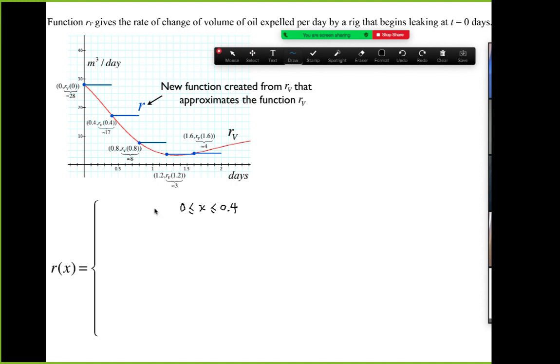Okay, and what is it in that first interval? So what is R of x? R sub V of 0 or R sub V of x? So is it R sub V of 0 or R sub V of x? 0. Right, because we want to take that one rate at the beginning and let it be the constant rate for the whole time. Okay, next interval.